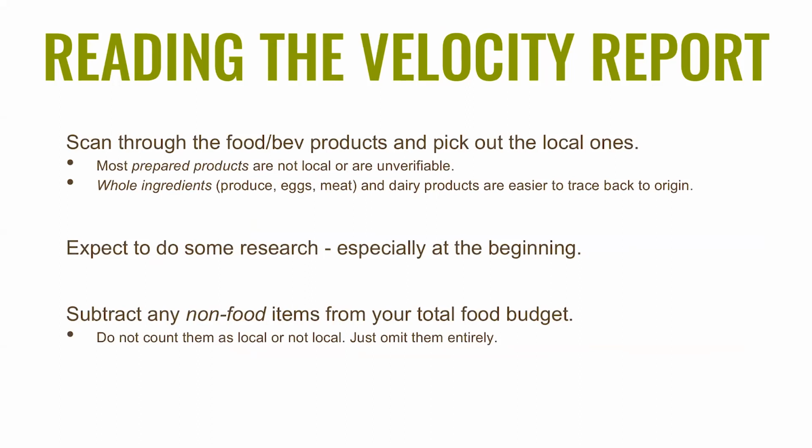Unless it says so specifically. Sometimes a local soup or something will say local or organic based on the distributor's definition. So a place that I suggest investigating are the whole ingredients. So produce, eggs, and meat, and dairy products. They're easier to trace back to origin because there are fewer ingredients.